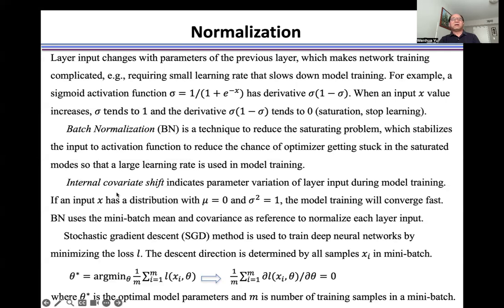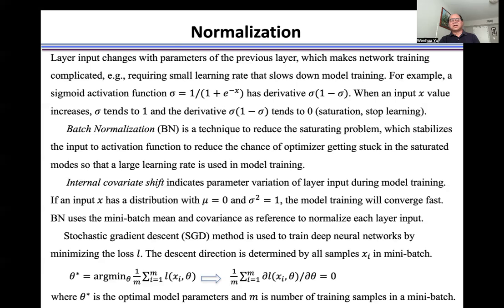Internal covariate shift indicates a parameter variation of layer input during model training. If input x has a distribution with a mean 0 and covariance 1, the model training will converge fast. Batch normalization uses the mini-batch mean and covariance as a reference to normalize each layer input.